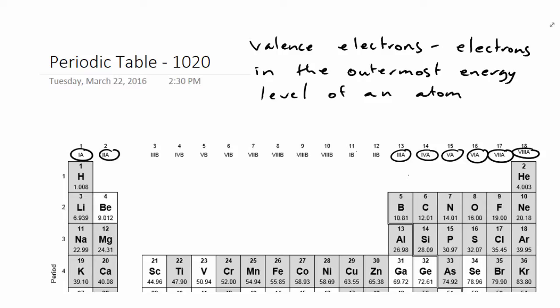To determine the valence electrons, we look at the Roman numeral, and that tells us exactly how many valence electrons they have. So for example, if we look in group 5A right here, that tells us that these elements in this group have 5 valence electrons. We look in group 3A, that means that these here have 3 valence electrons.